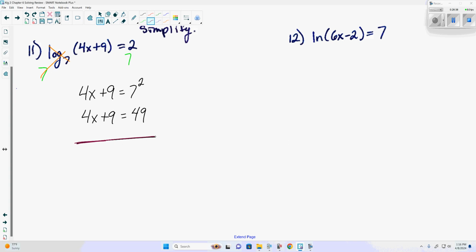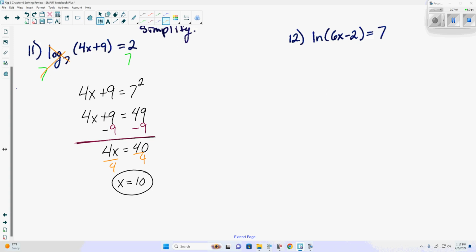Now we just need to solve for x. And the first thing we can do is minus 9, because that'll leave us with 4x is equal to 40. And lastly, we would divide by 4, so x is equal to 10. It gave us a nice number. That works out.